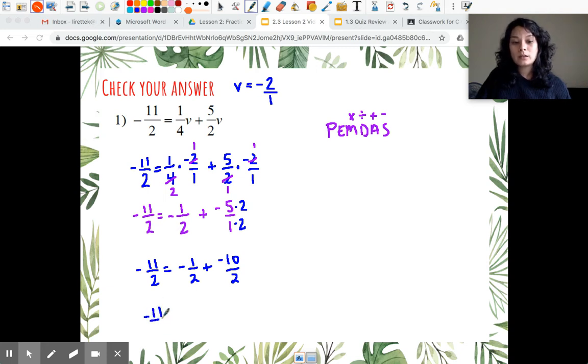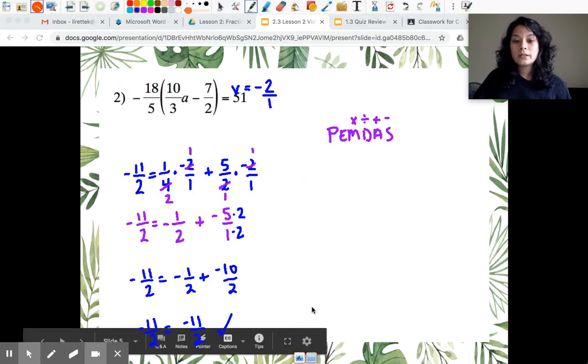So my number on the left is going to remain a negative 11/2. Two negative signs are the same, so I add. 1 plus 10 gives me 11. The 2 stays the same. I get the same value on both sides, so this is the correct solution.